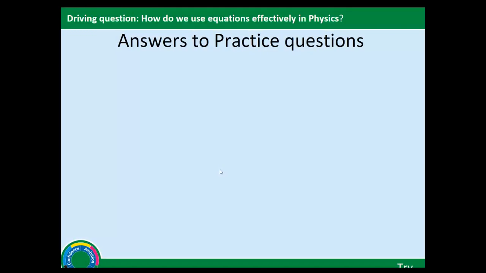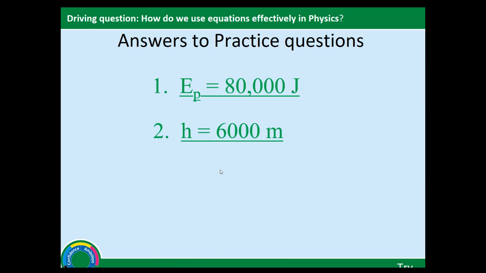Right, let's look at the practice questions. For number one, you could have 80,000 joules as your answer. Number two, 6,000 meters for the height. And number three, the mass is 0.4 grams.